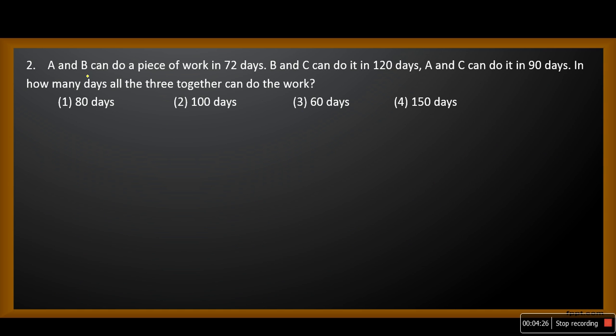Coming to the second one. A and B can do a piece of work in 72 days. This is days. And B and C together are taking 120 days. A and C together are taking 90 days. See, this is the efficiency of A and efficiency of B, efficiency of B and efficiency of C, efficiency of A and efficiency of C. A and B together are taking 72 days, B and C together are taking 120 days, and A and C together are taking 90 days to complete a certain work.